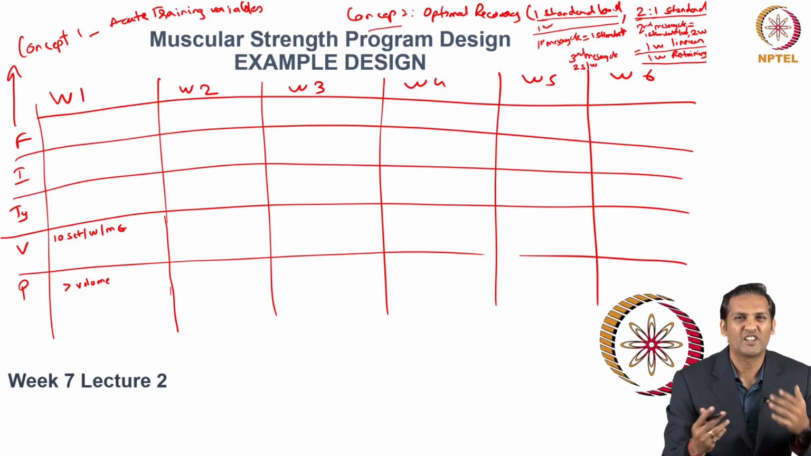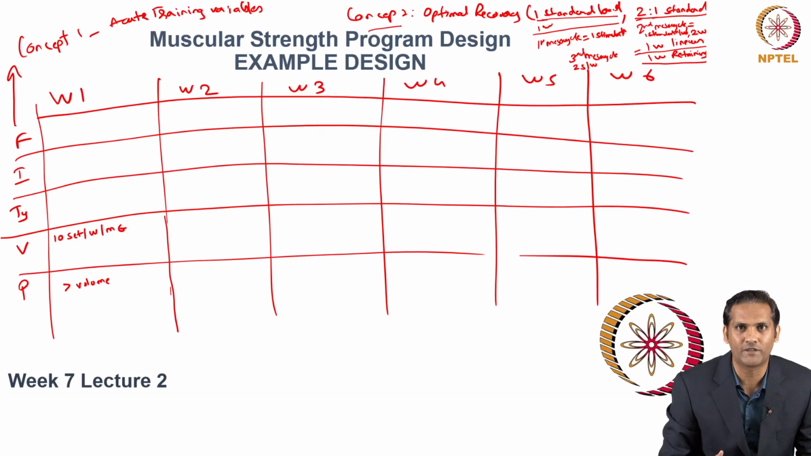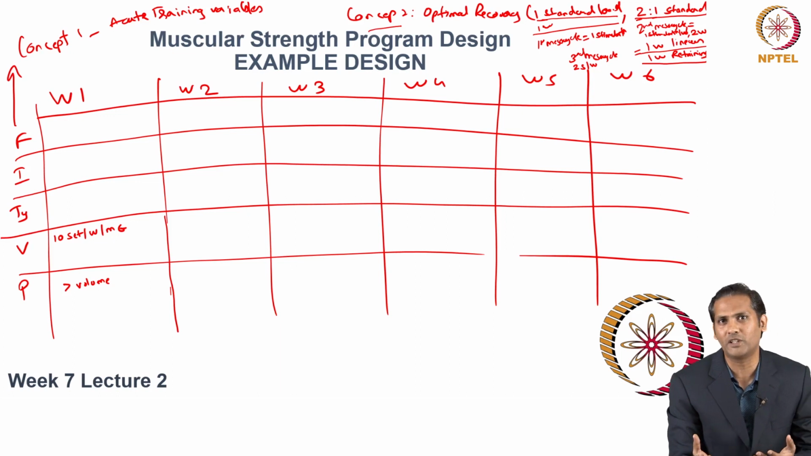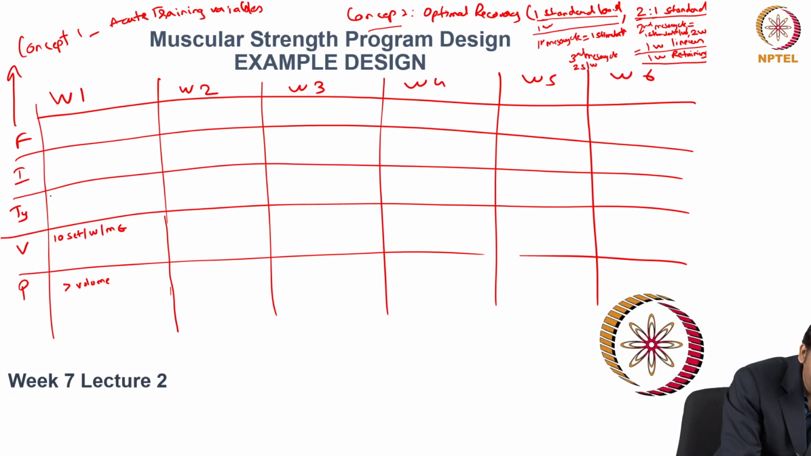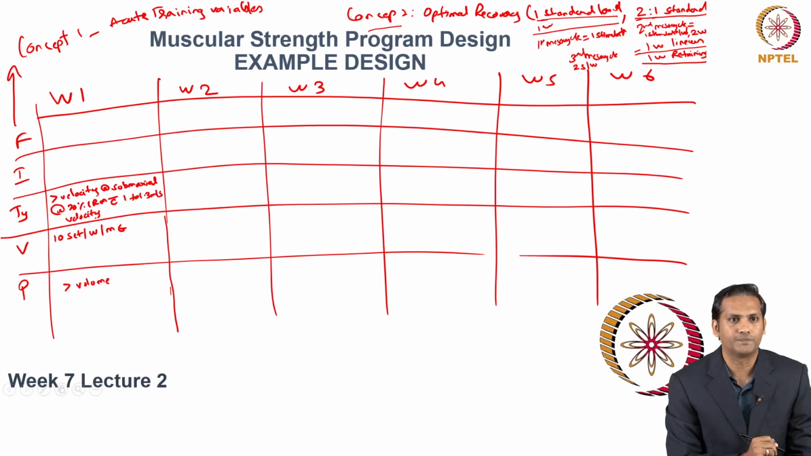Here, greater load would be difficult for me to lift at this point, considering it was a 6 weeks gap. So I choose greater velocity at submaximal load of stimulation, at 20% of 1 RM with 1 to 1.3 meter per second velocity. So that's the stimulation I chose.